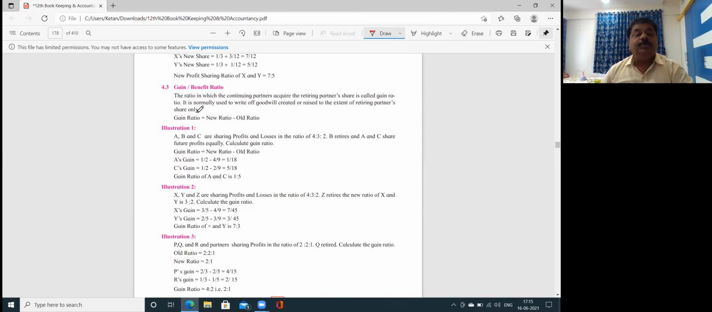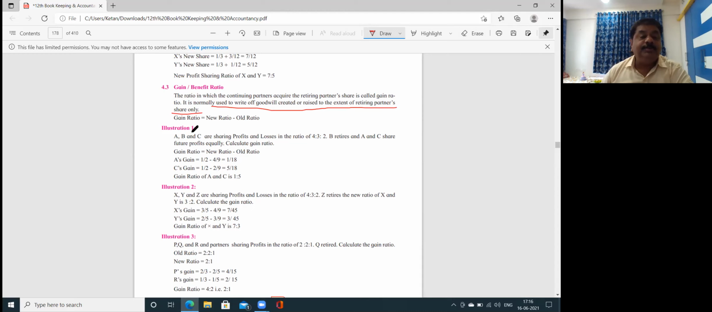Now gain ratio or benefit ratio. The ratio in which continuing partners acquire the retiring partner's share is called the gain ratio. It is normally used to write off the goodwill. Very important. Goodwill हम लोग write off करते हैं इससे. Created, raised to the extent of the retiring partner's share only. But there are aspects which we are going to learn in the treatment of goodwill.